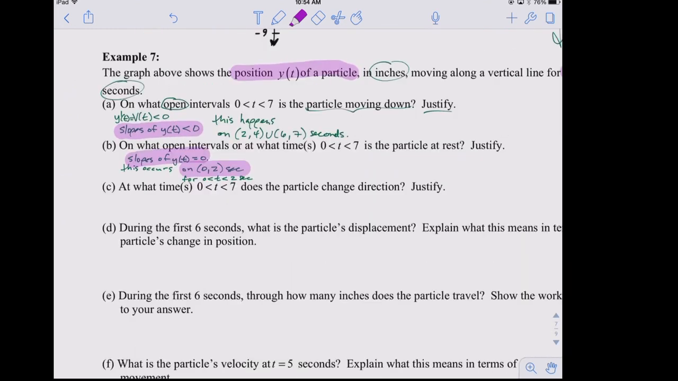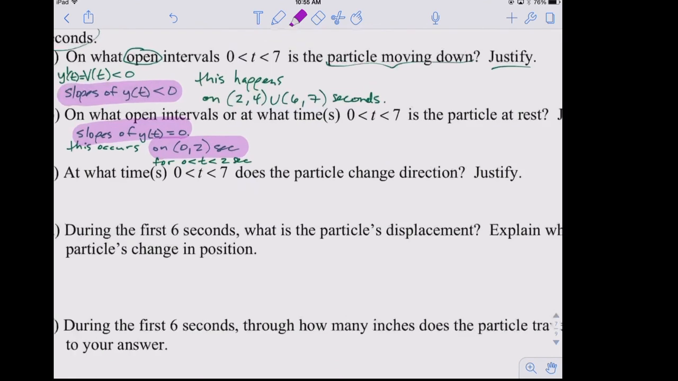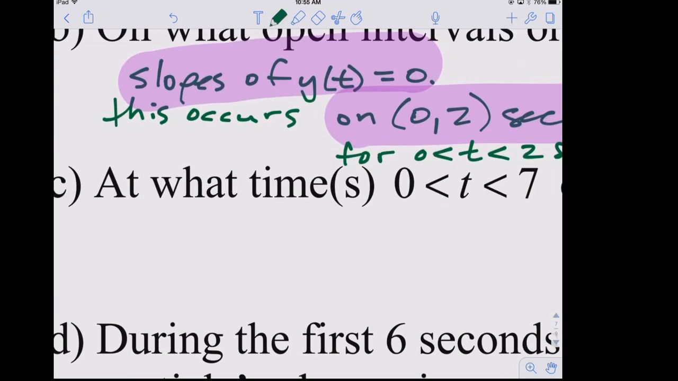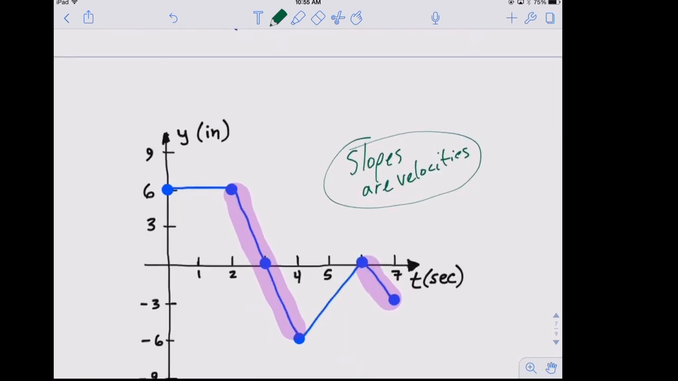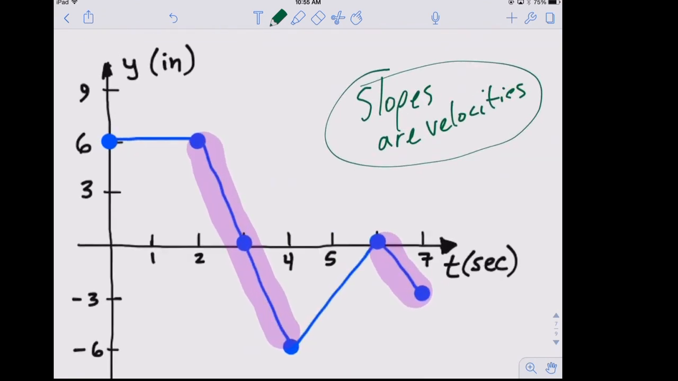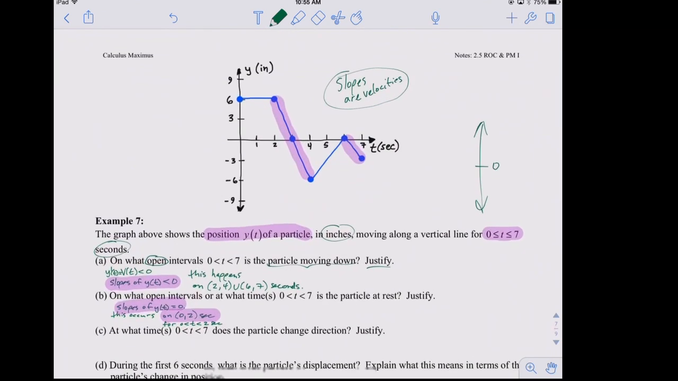At what times on the open interval does the particle change direction? Justify. Okay, so what are we looking for? Is it where the velocity is 0? It's not where the velocity is 0. It's where the velocity changes signs. And the velocity is the slopes of this graph, right? So it's where the slopes of this graph change signs. Okay, so let's go ahead and say that.